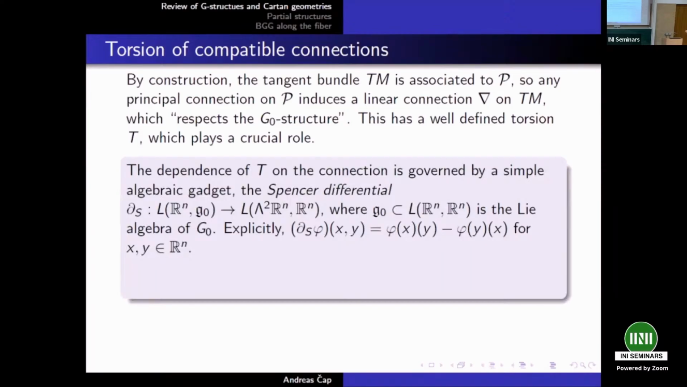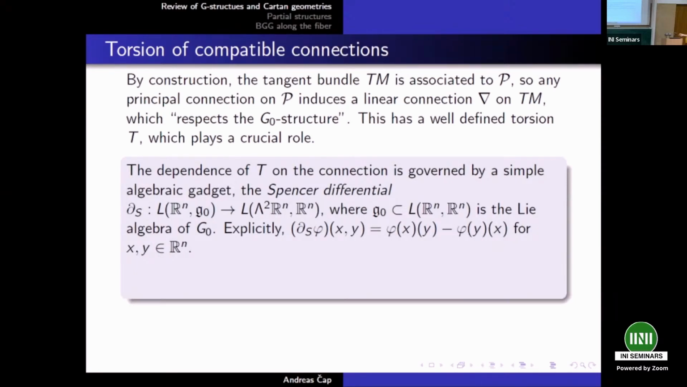Namely, if you look at principal connections on a principal fiber bundle, it's very easy to understand them as an affine space. So the difference of two principal connections is just a horizontal equivariant one-form. And then you can check how this change of connection influences the change of torsion. And it turns out that this comes from a very simple linear algebra gadget, which is called the Spencer differential. I denoted it here by ∂_S because it has connections to Lie algebra cohomology. And this maps linear maps from R^n to 𝔤0, where 𝔤0 is the Lie algebra of my group G0, to skew-symmetric bilinear maps from R^n times R^n to R^n. And my 𝔤0, since I have a covering of a closed subgroup, is just a Lie subalgebra of the Lie algebra of n times n matrices, or linear maps from R^n to itself.